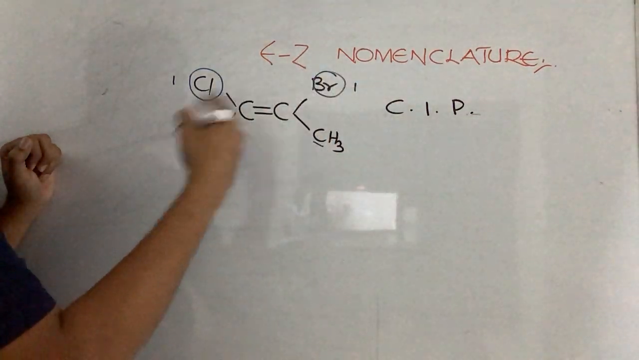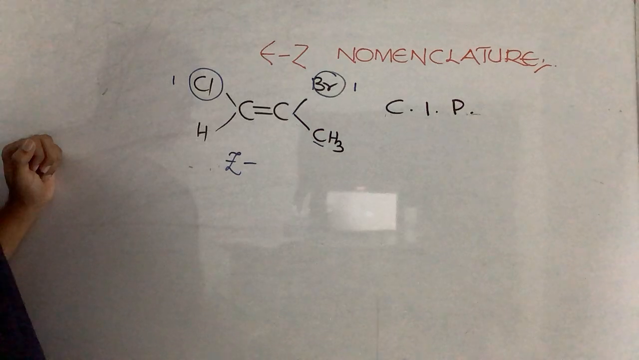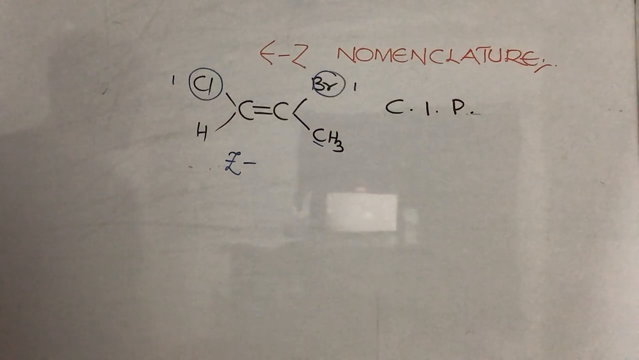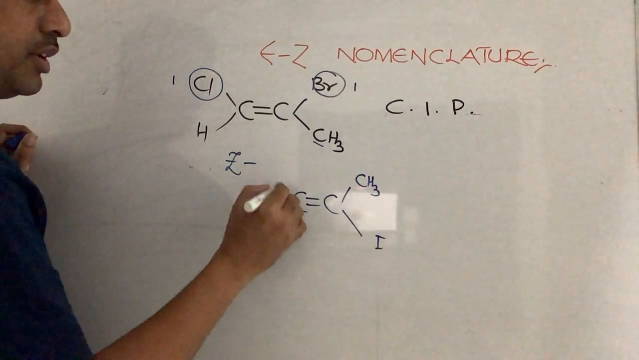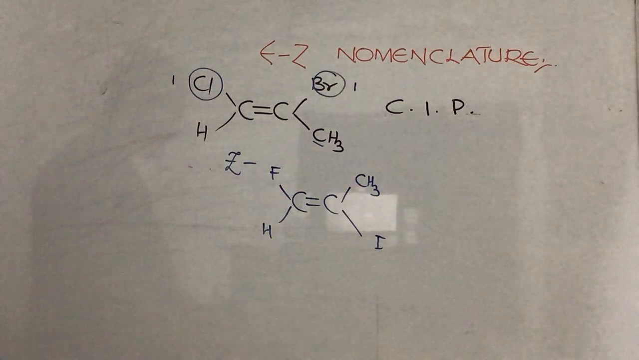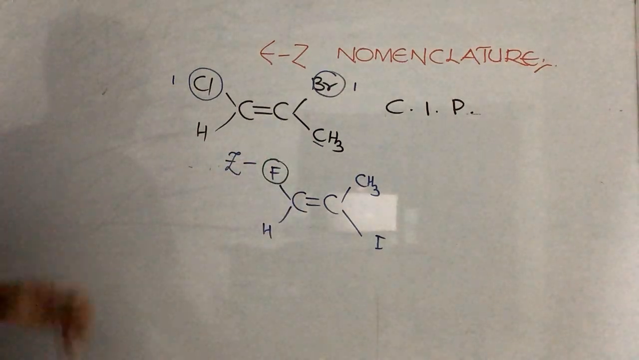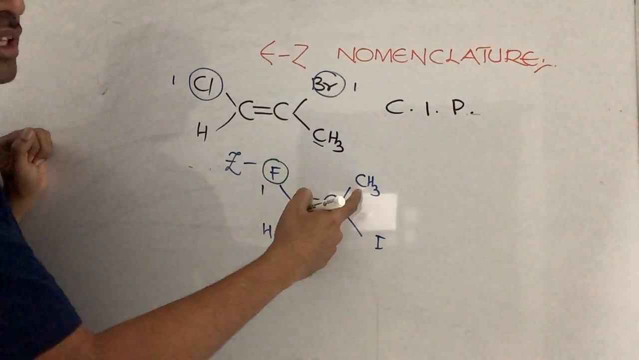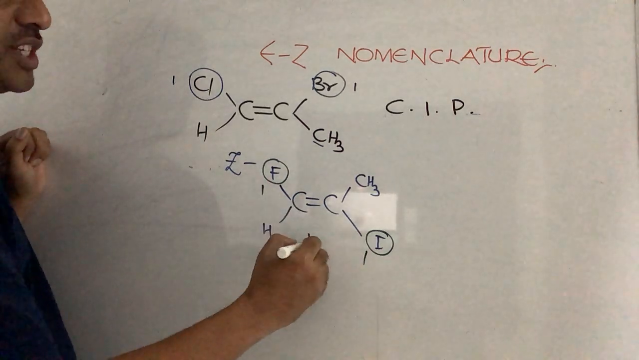If two higher priority groups, rank 1 groups, are on the same side, that is Z configuration. Z means you can consider like cis. Cis means same side. So higher priority groups, if they are lying on the same side, that is called Z. For example, if it is given like this, methyl and iodine here, and fluorine and hydrogen here. In this case, fluorine is the higher priority group, and methyl and iodine, iodine is the higher priority group. Two high priority groups are on opposite sides, so this is called E form.